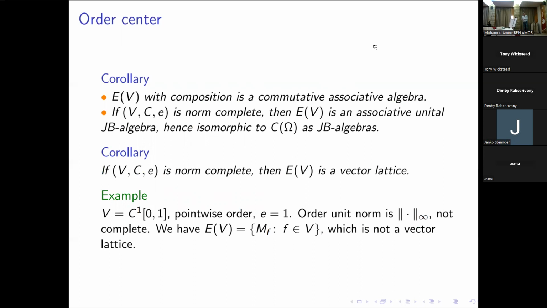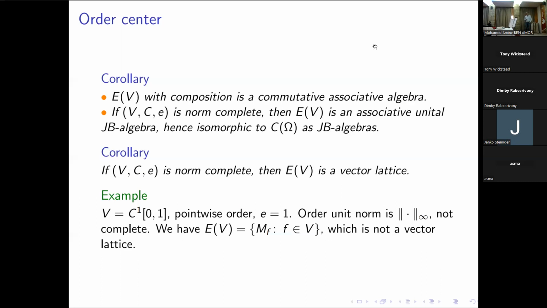And so for a JB algebra it should be complete, so we have to assume that the order unit space is complete. Then it is everything that makes it nice, a space of continuous operators. So this is actually a very nice space, the order center of a complete order unit space. And we also get that it is, as a JB algebra, isomorphic to a space of continuous functions, and also order isomorphic to a space of continuous functions, that's a vector lattice. So in this case the order center is a vector lattice.